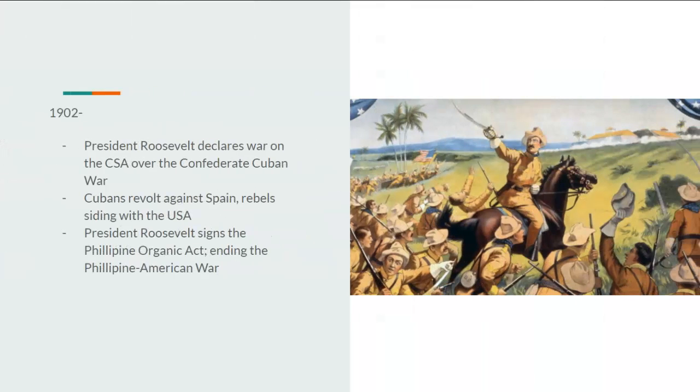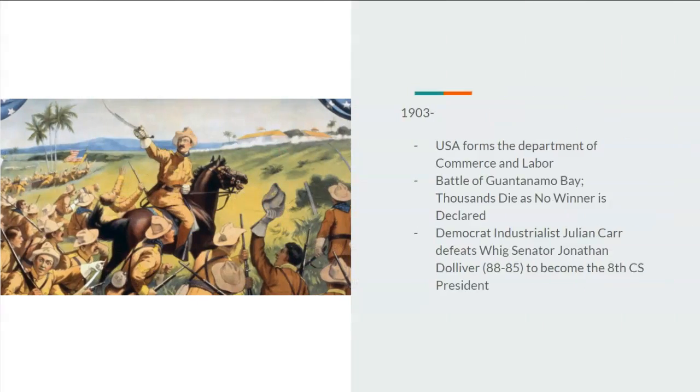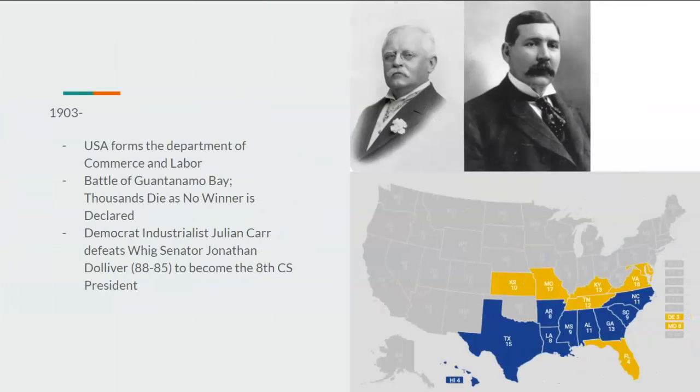In 1902, President Roosevelt declares war on the Confederacy over the Confederate-Cuban War, as the Cubans are under the U.S. protectorate. Makes sense. The Cubans revolt against Spain, with the rebels siding with the U.S. I think that's right, I could be wrong. I think that should be CS, but we'll find out later. It's explained later. President Roosevelt signs the Philippine Organic Act, ending the Philippine-American War. Another victory for the United States. Or the Union States, excuse me.